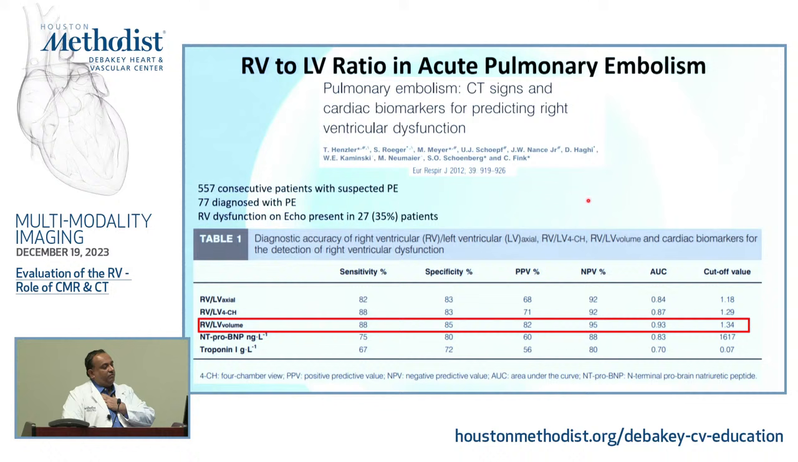So they looked at all these different parameters. They actually did the ratio based on the axial slices, and after reconstructing four-chamber images, they also looked at RV to LV volume, and then some biomarkers, and actually the diagnostic accuracy for the prediction of right ventricular dysfunction on echo was the best by using this RV to LV volume ratio. But nevertheless, that takes more time. So it's pretty good even with just your basic RV to LV axial ratio.